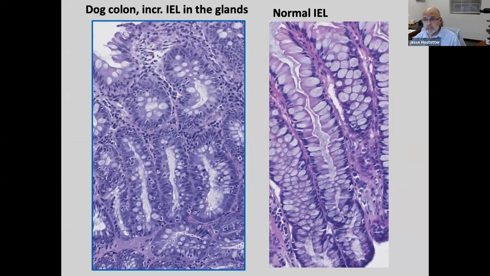You can also see them in the glands or the crypts. This is, I believe, colon. And so you can see lots of intraepithelial lymphocytes in the epithelium of the colon. There really just shouldn't be very many there. I think if you're also thinking about this, there also is evidence here of hyperplasia of the enterocytes in the colon, and there's also a decrease in goblet cells. So again, trying to bring to mind that many of these changes go together.